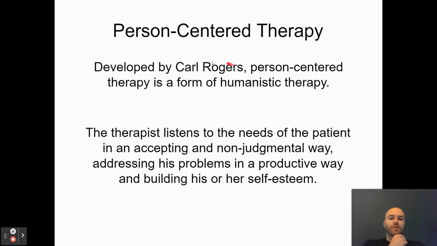We'll have some names for you to remember. Person-centered therapy is a form of humanistic therapy. The therapist listens to the patient in an accepting and non-judgmental way, right? Unconditional positive regard that we know from the humanistic approach. So addressing their problems in a productive way and building their self-esteem, right?